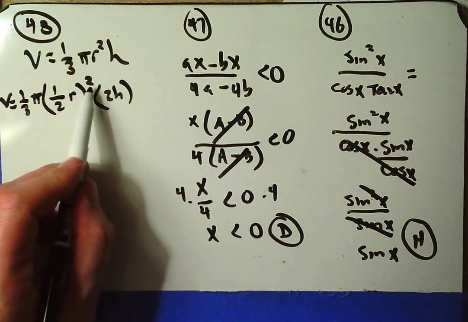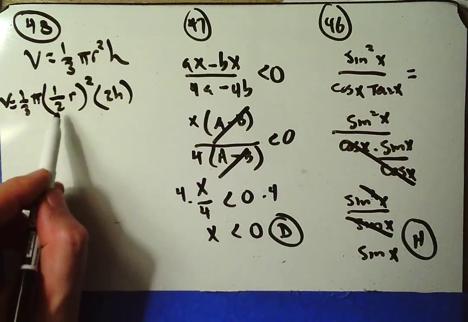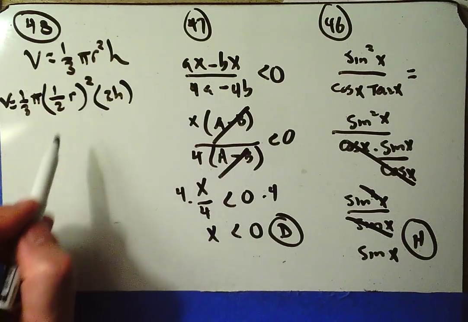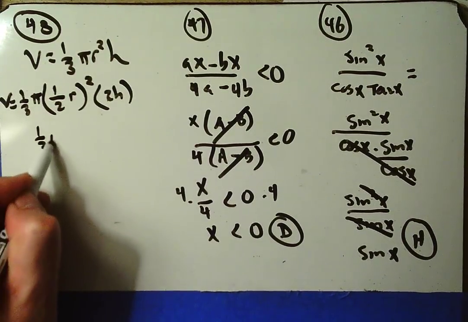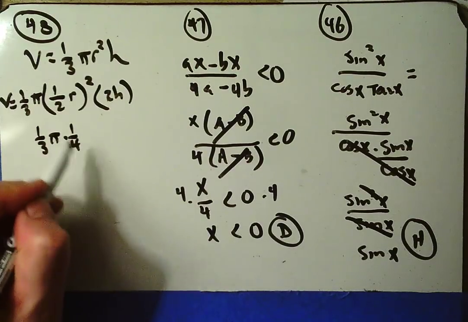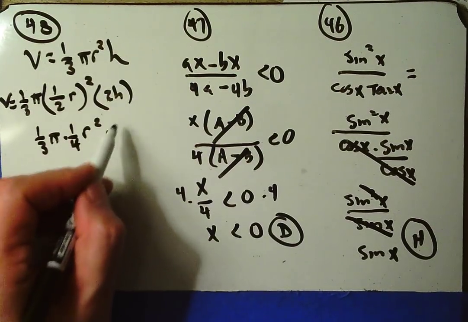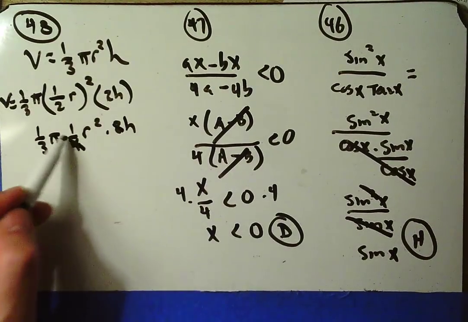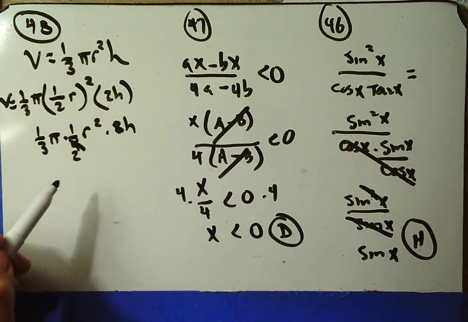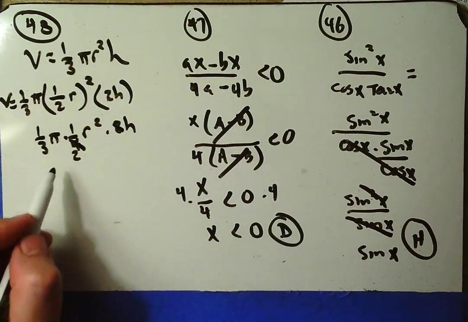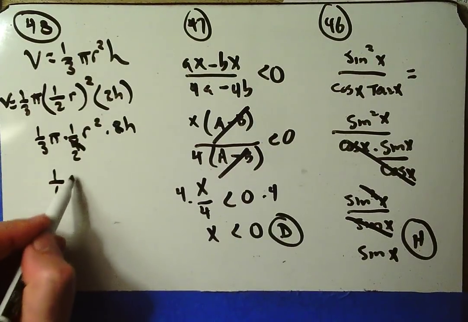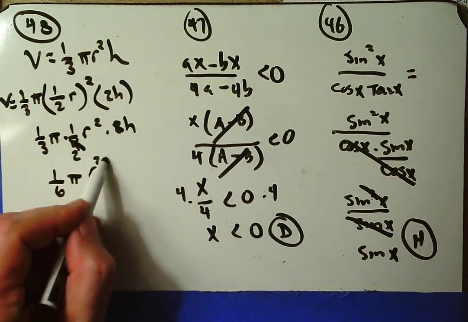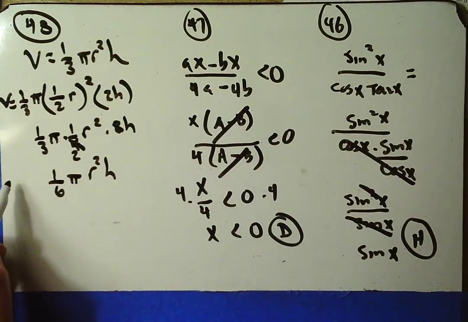Well, let's see. I've got to square the 1/2. That's going to be 1/4. I've got to square the r. So I'm going to have 1/3 pi times 1/4 r squared times 2h. Well, I see that this 2 and this 4 can cancel. And I've got 1/2 times 1/3, which is 1/6 pi r squared h. There's the new volume.